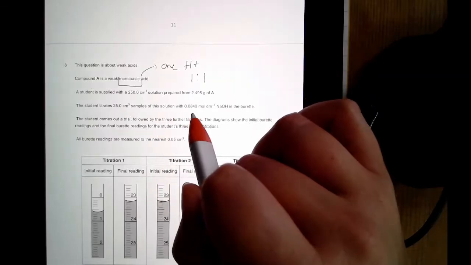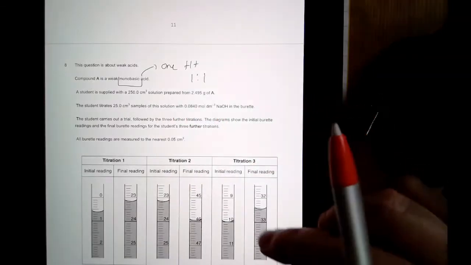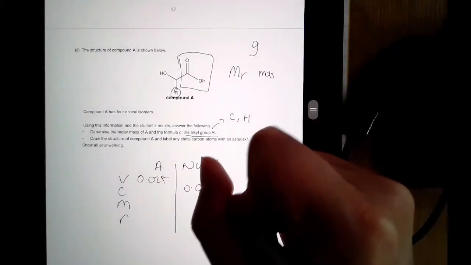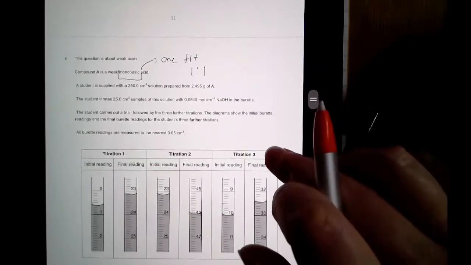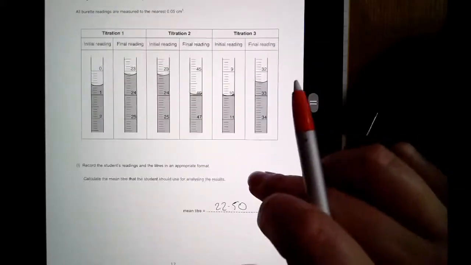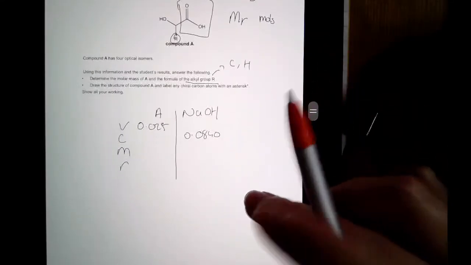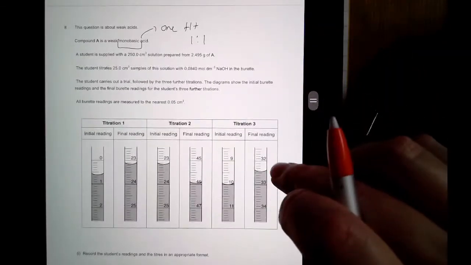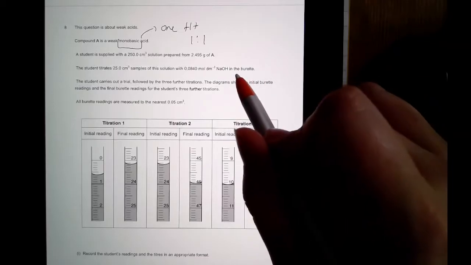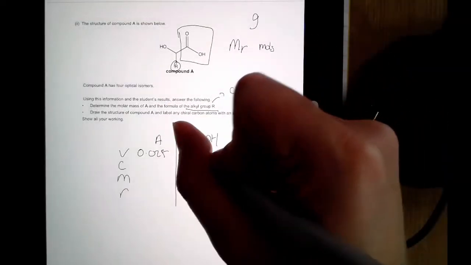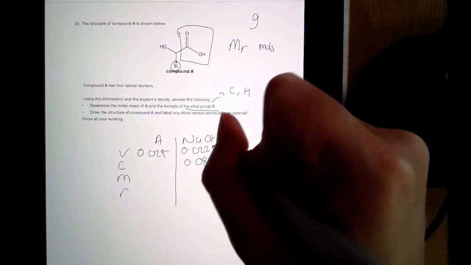Of this solution, and then they give me the concentration of NaOH, and it's 0.0840, and that's going to be my concentration of NaOH. Then they carried out the titration, and you worked out that the mean titer of A was 22.5. So I can fill that in. Sorry, the NaOH is in your burette, so this volume here is for NaOH, and it's 22.5. So I can fill in that volume there for NaOH.